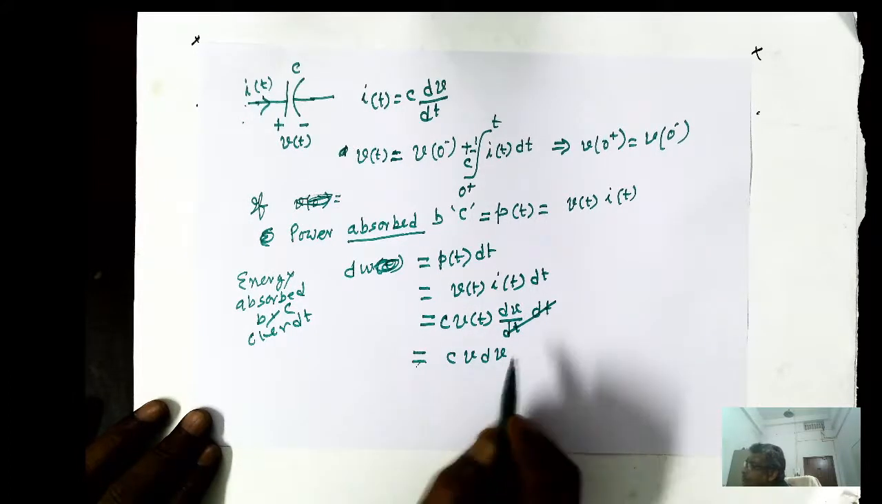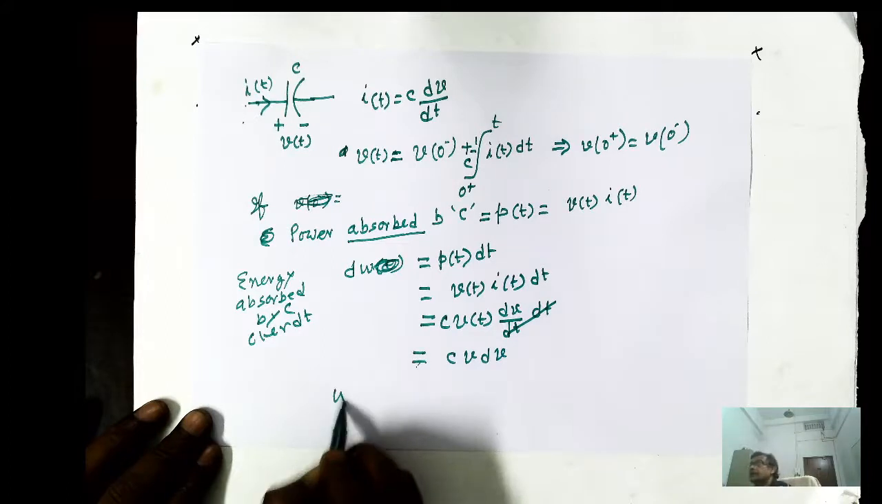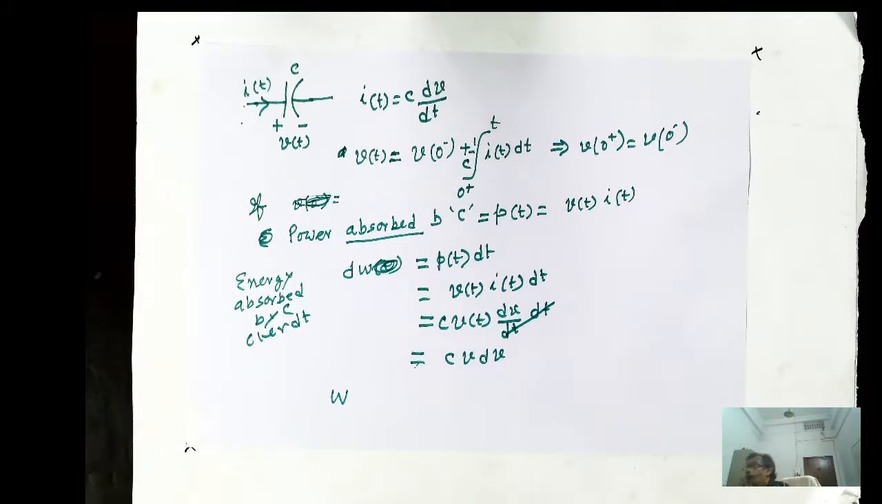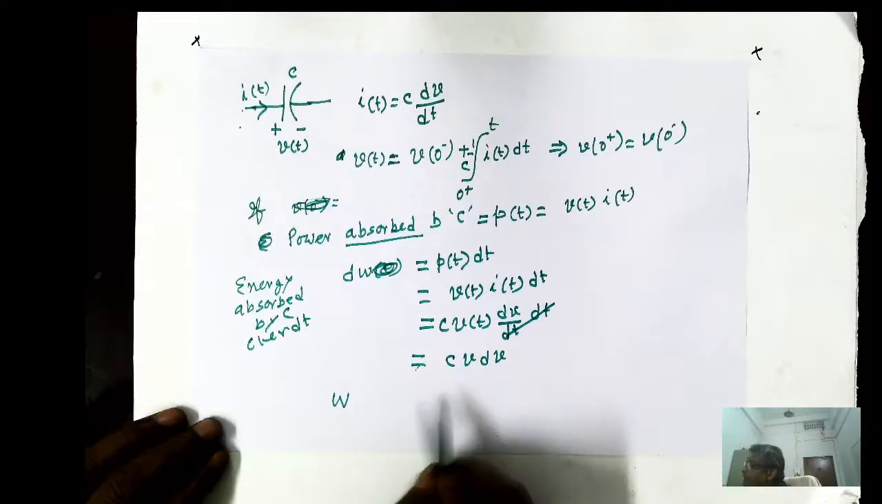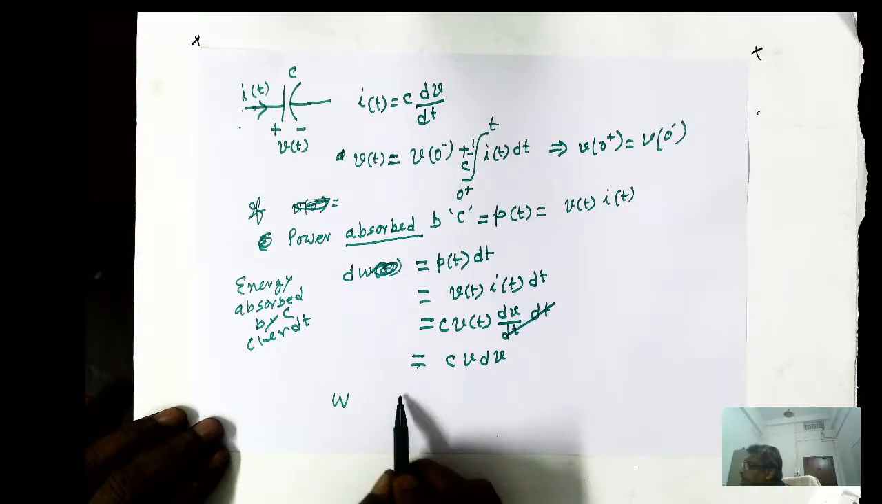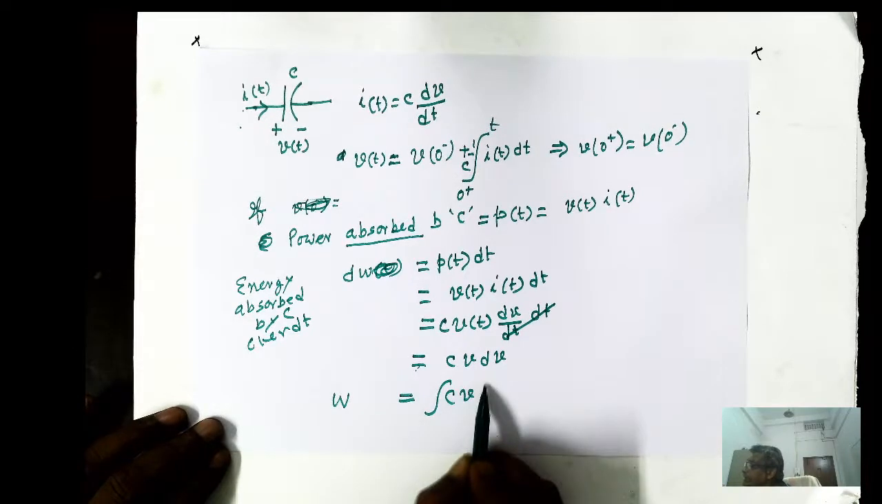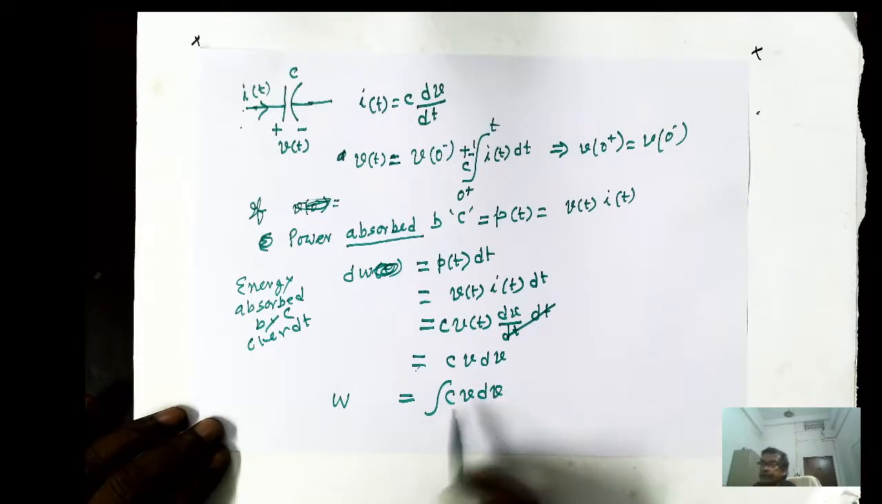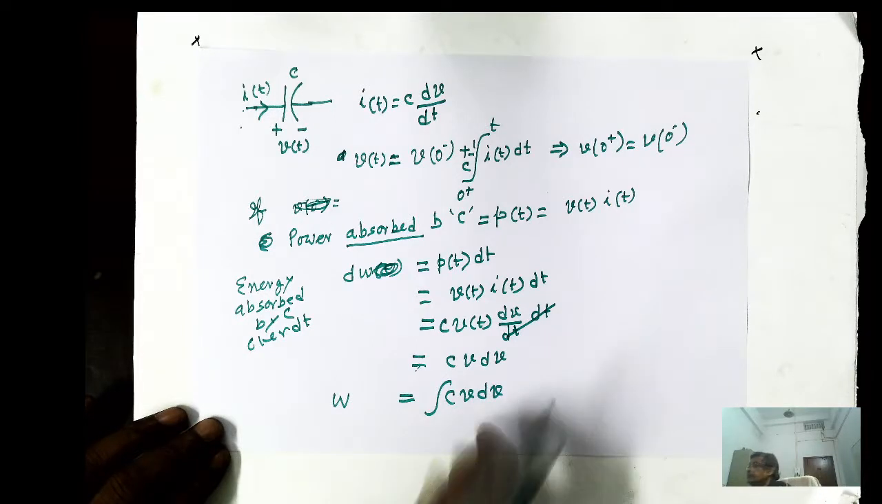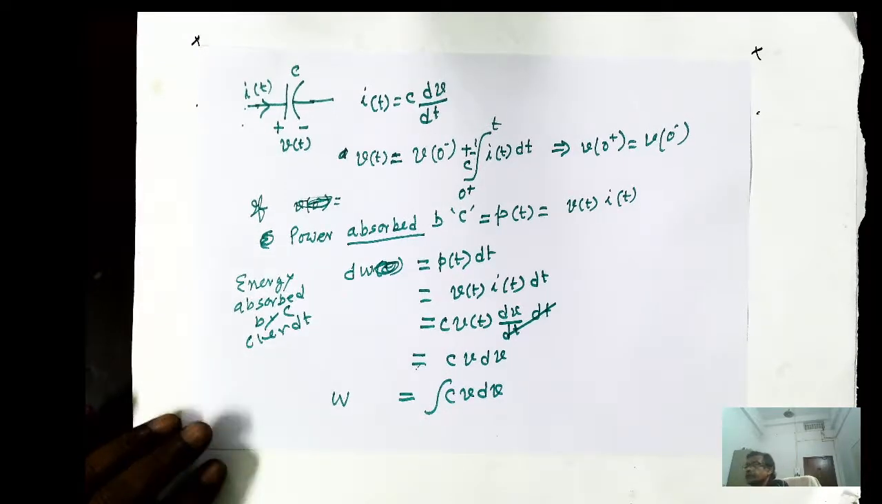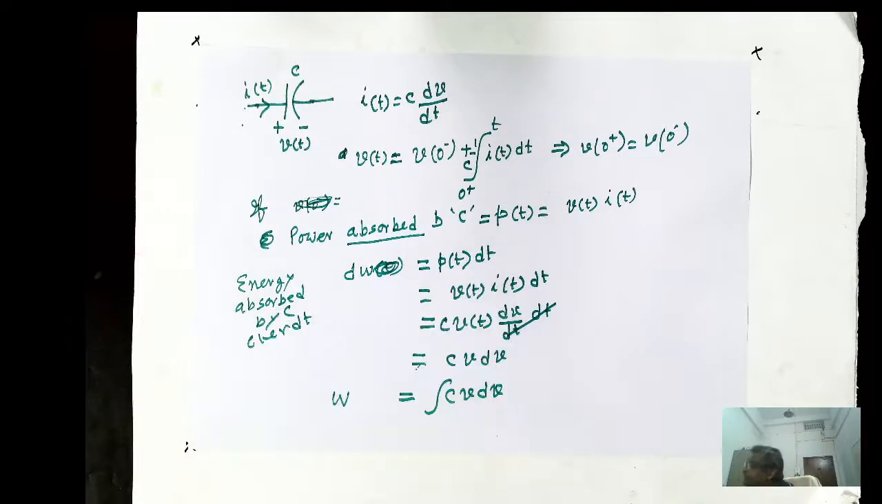So, what is the total energy supplied up to time t? Here you notice that this is to be integrated, no doubt, C v dv, but there is no scope of putting the limits in terms of time. I cannot put the limits because the integration is to be carried out in terms of voltage.